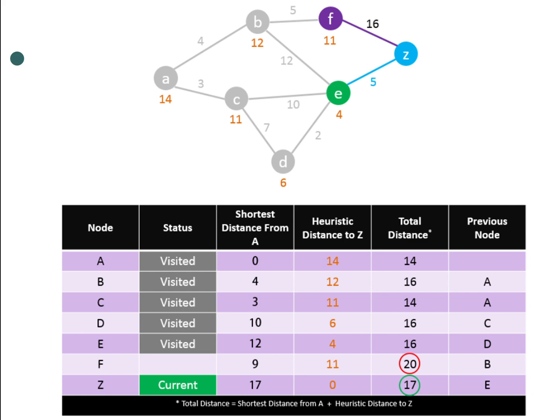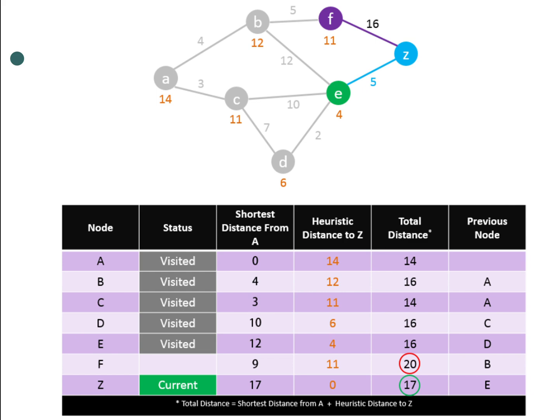Now we consider Z as the current node. We have the possibilities of 20 via F and 17 via E. Via B it is 20 and via E it is 17. Since 17 is the minimal cost when compared to 20, we consider 17 as the minimal cost via node E. So the shortest path is A, C, D, E to Z.